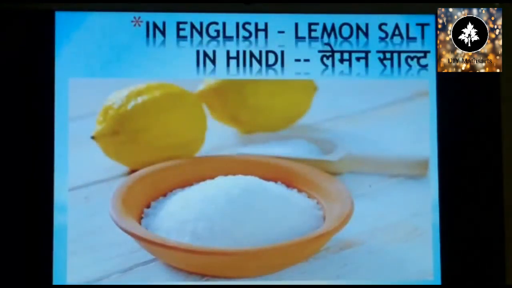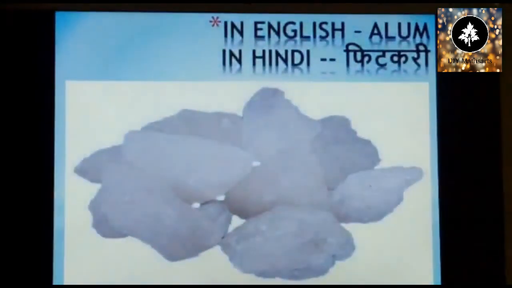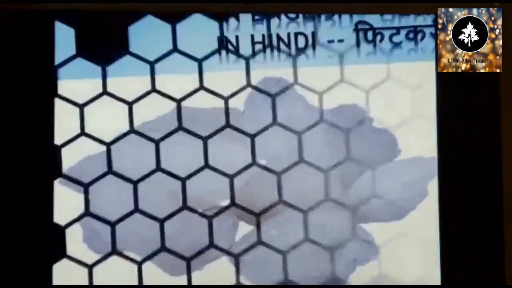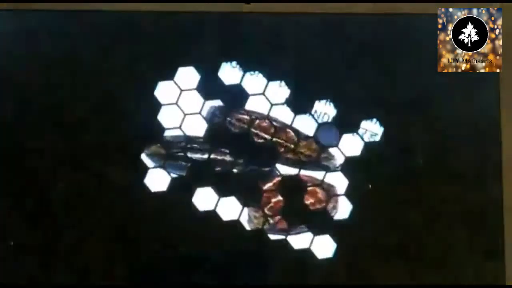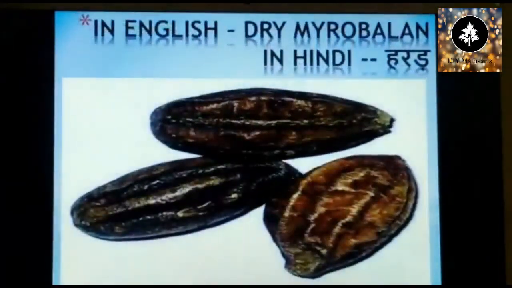This is lemon salt, and in Hindi it is also known as lemon salt. This is alum, and in Hindi it is known as fitkari. It is known as dry myrobalan, and in Hindi it is known as harad.